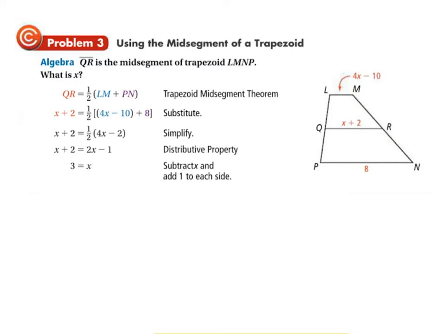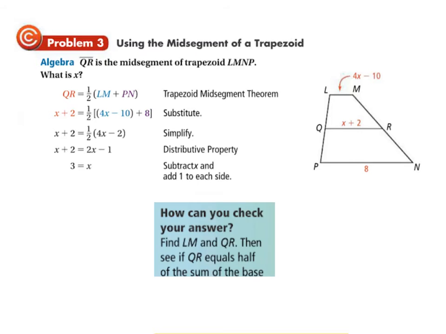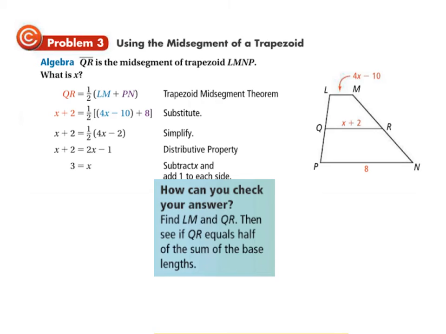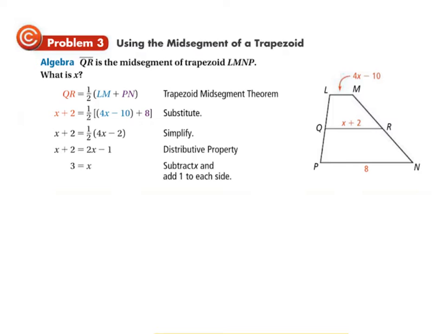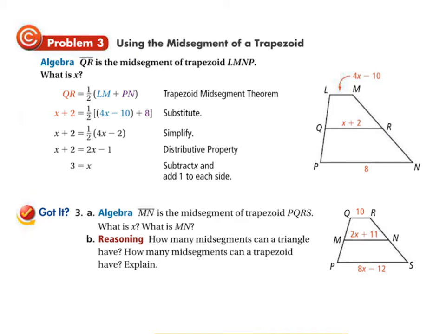Now, how can you check your answer? Remember, it says that if you plug in x, the lengths of LM and PN added together and then divided by 2 should be equal to the midsegment when you plug it in, okay? Now, here is your Got It problem. Give it a go, solve it out, and start again when you have an answer.